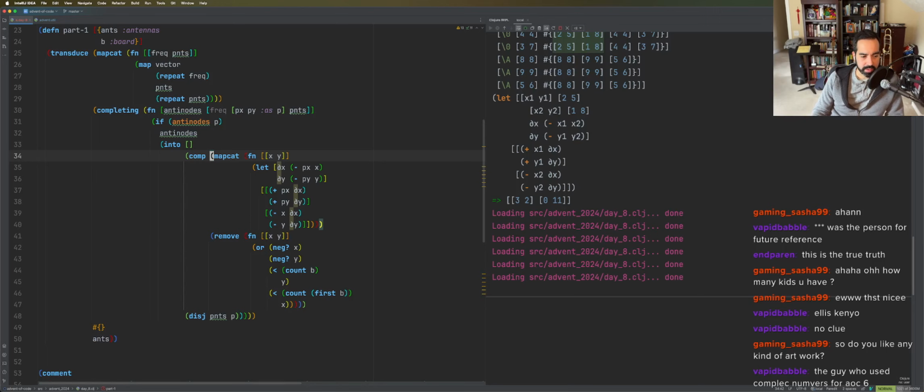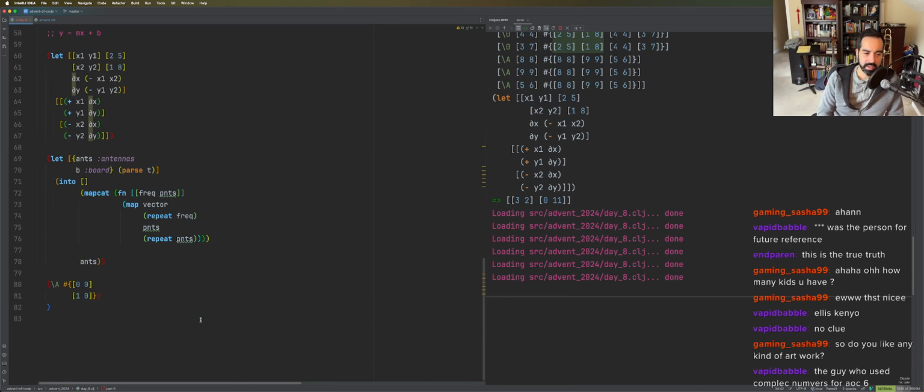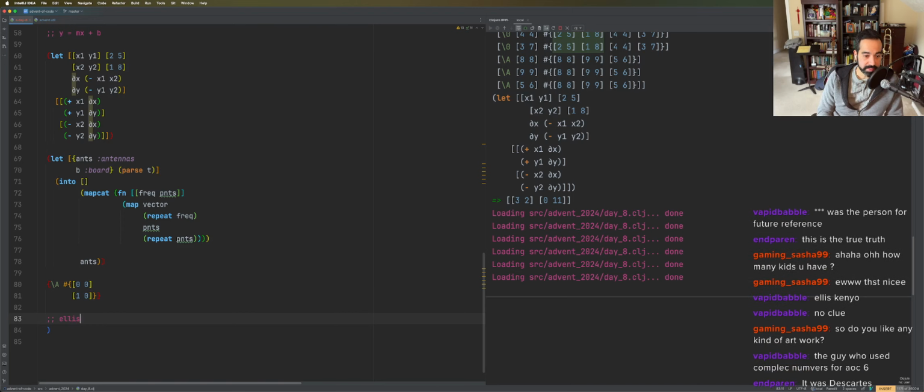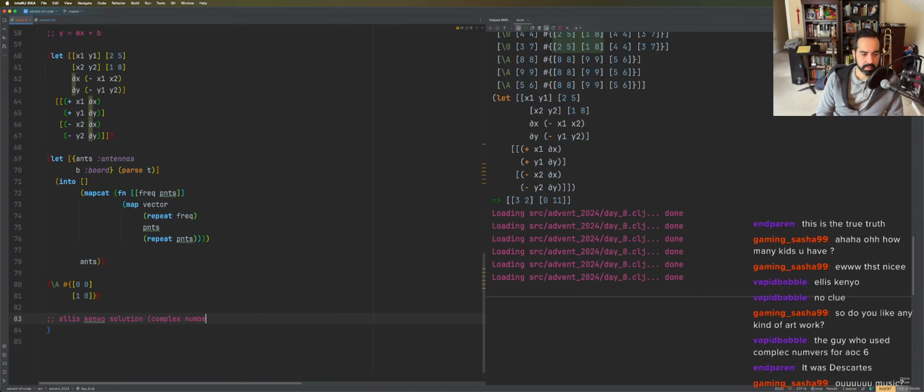The guy who used complex numbers for... Oh, for AOC 6. All right, let me write that down. Is it in the Clojurians? Ellis... Was it Descartes? It sounds like Descartes, honestly. Solution. Complex numbers.